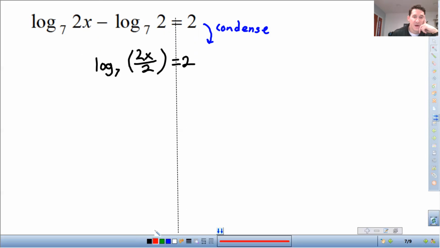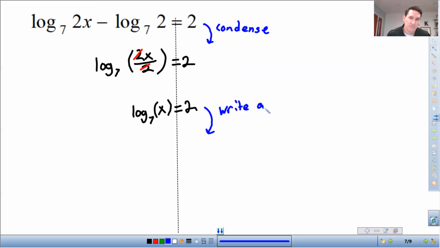Lots of 2's in this problem. What's nice here is those 2's actually end up canceling each other out. So that fraction reduces. It's just log base 7 of x is equal to 2. From here, I'm going to convert it to exponential form. The base of the log becomes the base of the exponent. So the base of the exponent is 7, the power is 2, equal to x, and that's easy to solve. 7 squared is 49.